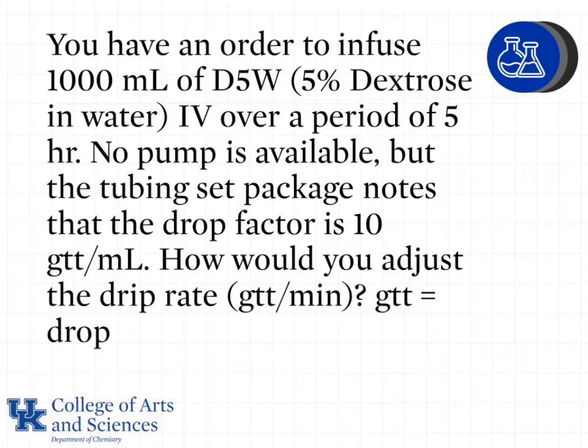Now let's look at an example where we have a medical application of dimensional analysis. You have an order to infuse 1,000 milliliters of D5W, which is 5% dextrose in water, IV, over a period of 5 hours. No pump is available, but the tubing set package notes that the drop factor is 10 GTT per milliliter. How would you adjust the drip rate, which should be in GTT per minute? And the abbreviation GTT equals a drop, and this is from a Latin word meaning drop.